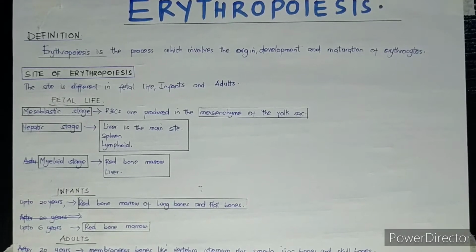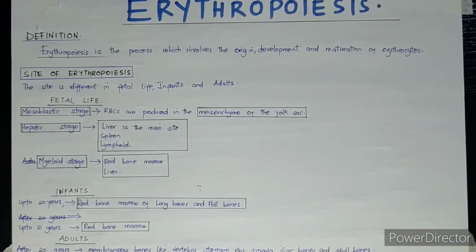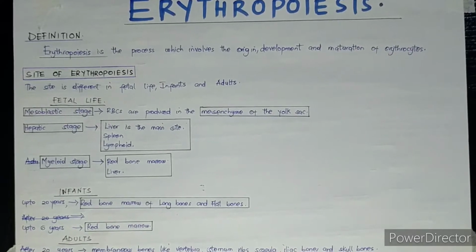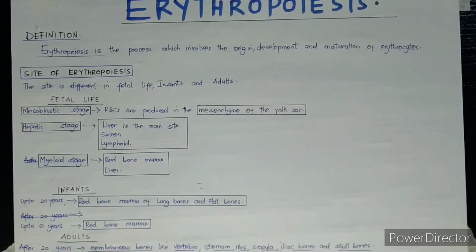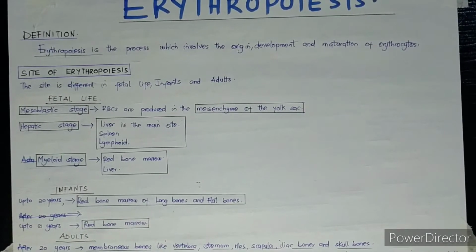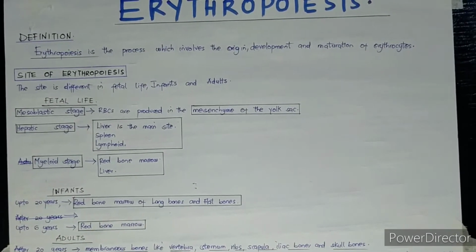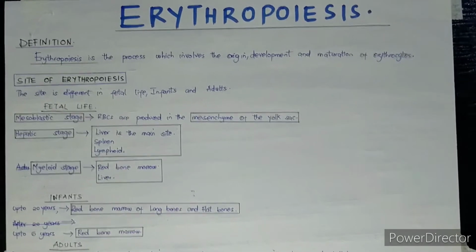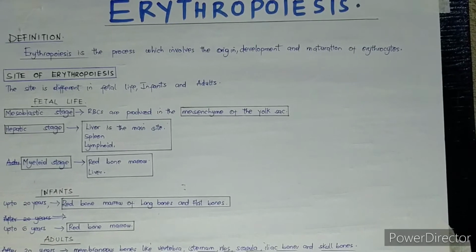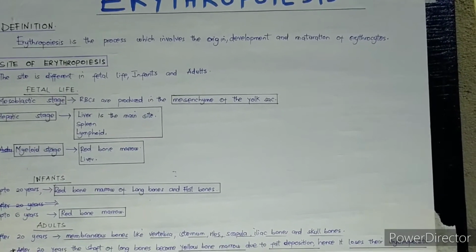Definition. Erythropoiesis is the process which involves the origin, development and maturation of erythrocytes. The site of erythropoiesis. The site is different in fetal life, infants and adults. In fetal life, we have three stages: the mesoblastic stage, the hepatic stage, and the myeloid stage. In mesoblastic stage, the RBCs are produced in the mesenchyme of the yolk sac.